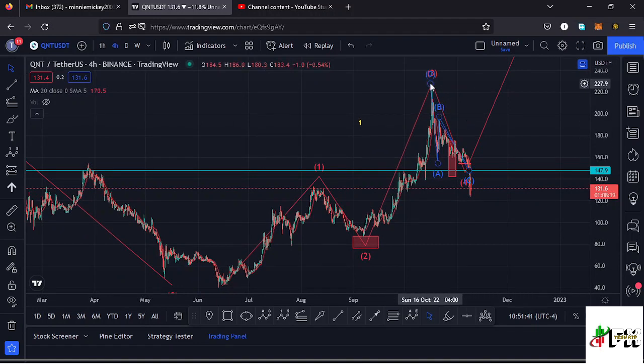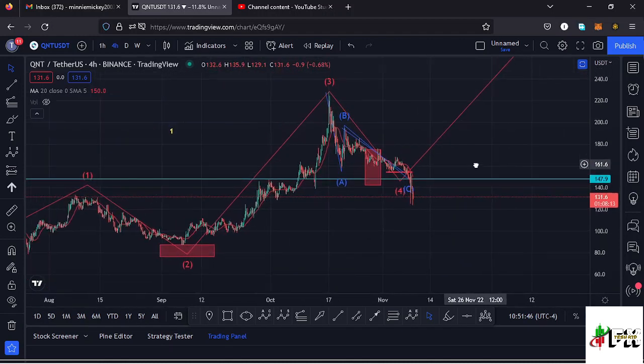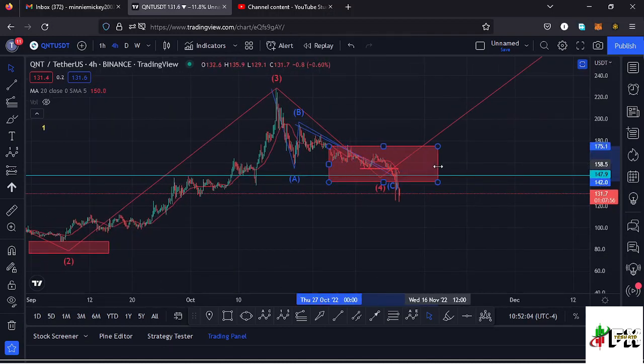After seeing the high for that wave 3, we expected a very nice retracement in the formation of a wave 4, and using the Fibonacci I had sketched out a target area in a retracement to the lower side in the formation of a wave 4 between the $176 mark and the $142 mark, and you can see Quant has retraced into that target area. But yesterday in the evening we saw a very nice breakout out of the target area, and we lost a key area of support at around the $154 mark.